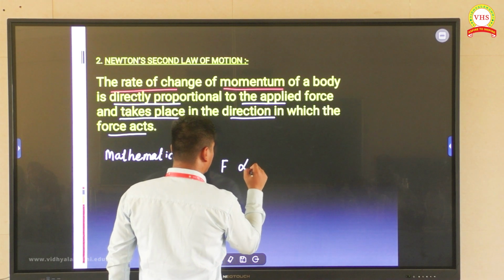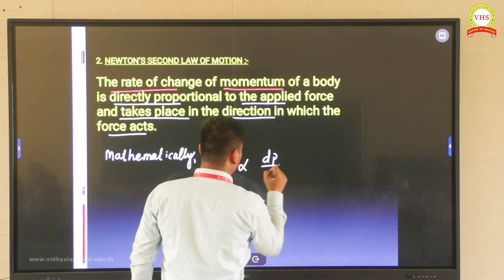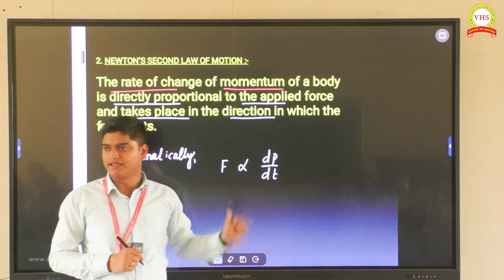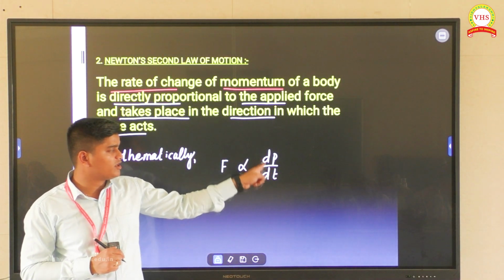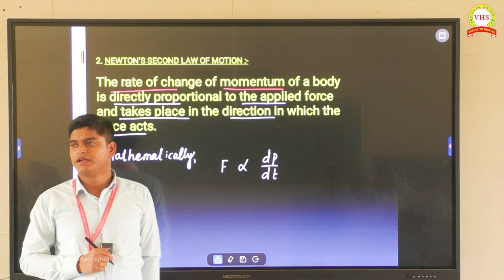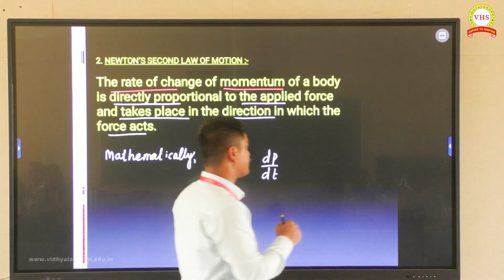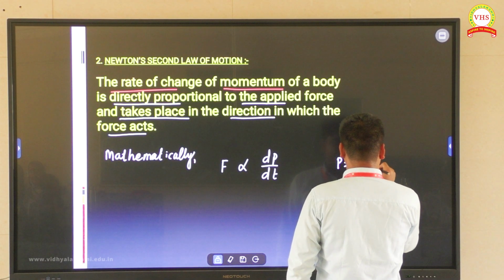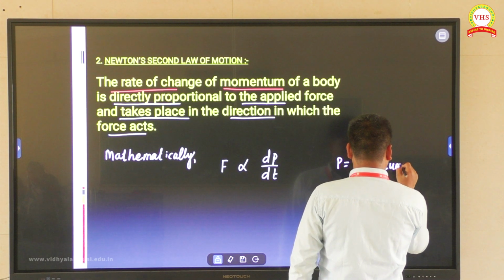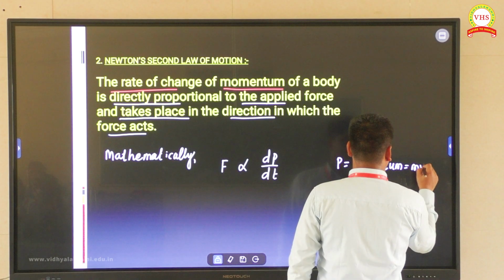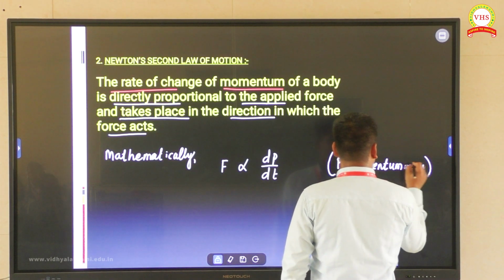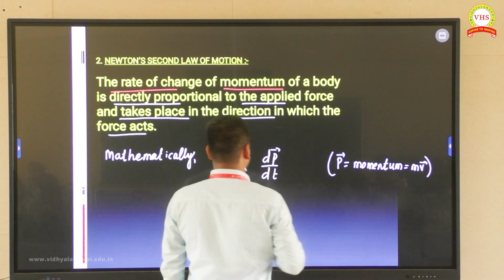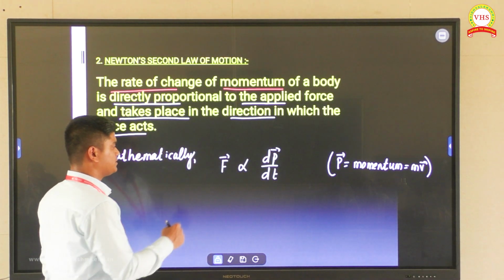So mathematically, what can I write? Force is directly proportional to the rate of change of momentum. What do you mean by rate of change of momentum? Mathematically it can be written as dp by dt, where p is momentum and F is force. Momentum is mass into velocity, which you already know. Force is a vector, so F is directly proportional to dp by dt.